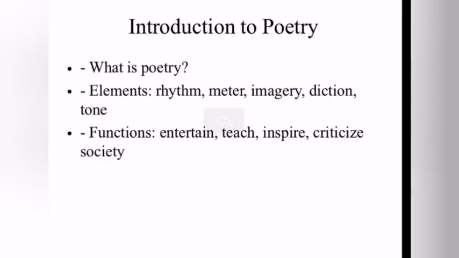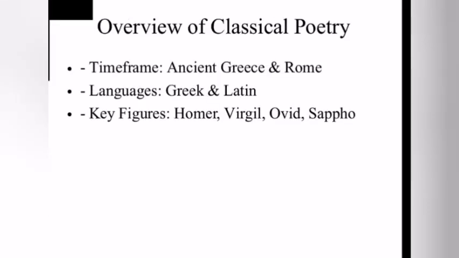All right. So this poetry, we've done poetry. We know what poetry is all about, and the elements of poetry: rhyme, meter, imagery, diction, tone. The functions are to entertain, to teach, to inspire, and to criticize society. Practically, that's what most literary forms are all about.